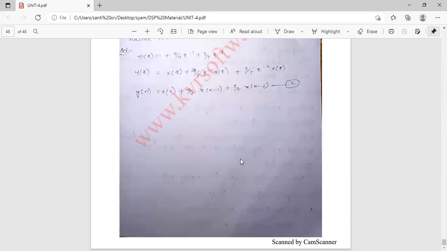This we are concluding today's class. This completes FIR filters and their structures.